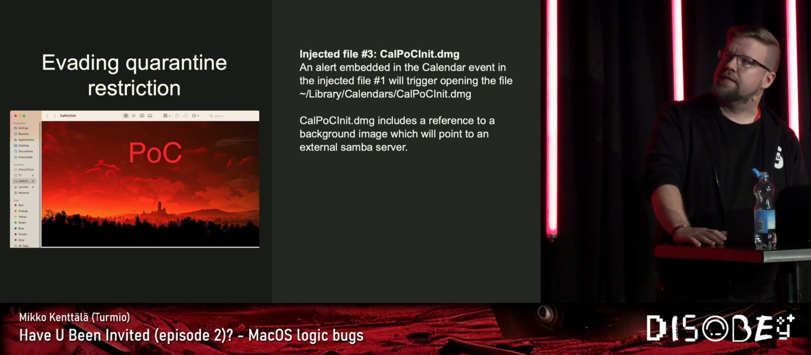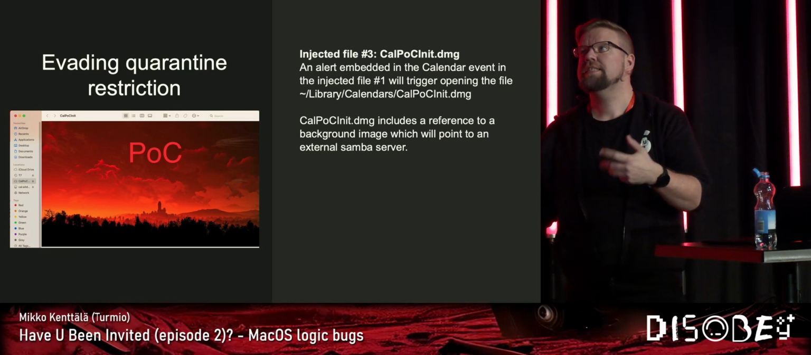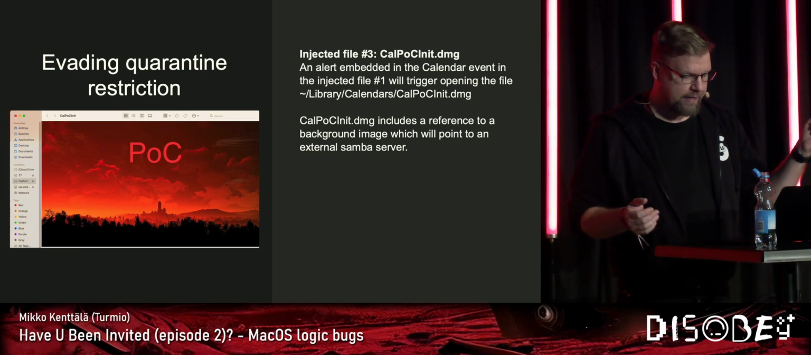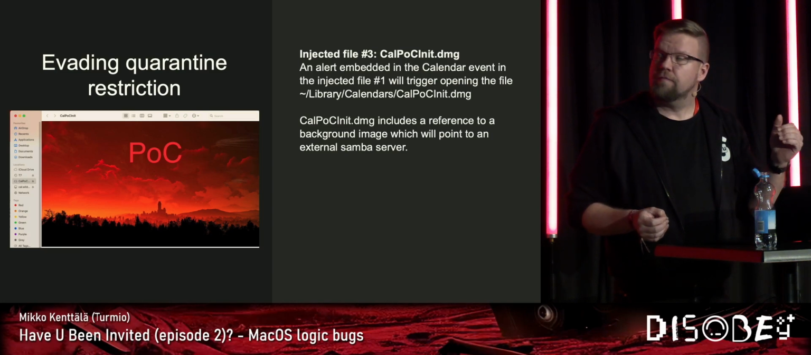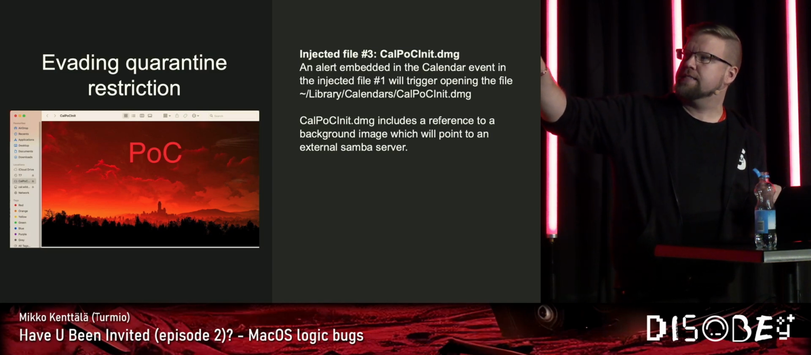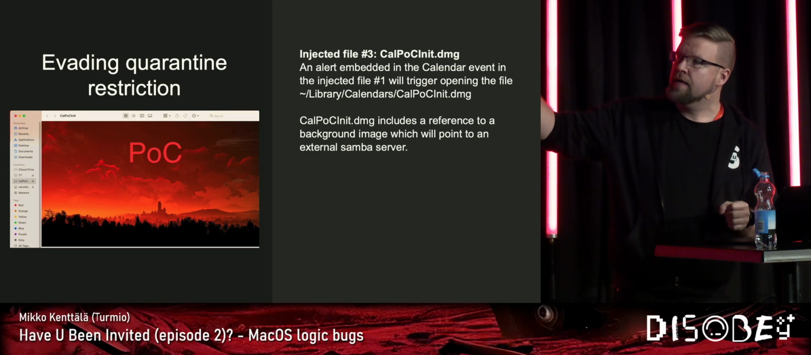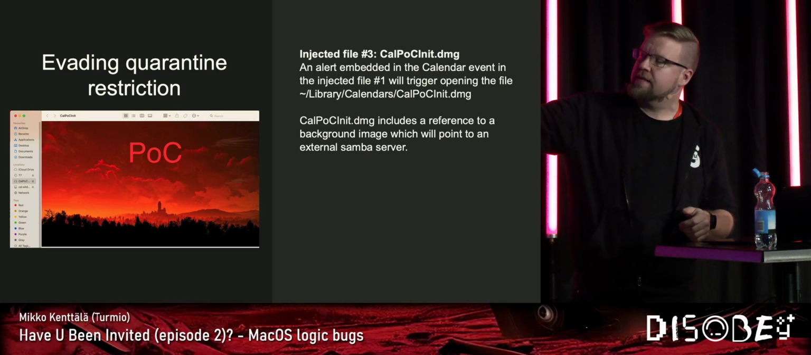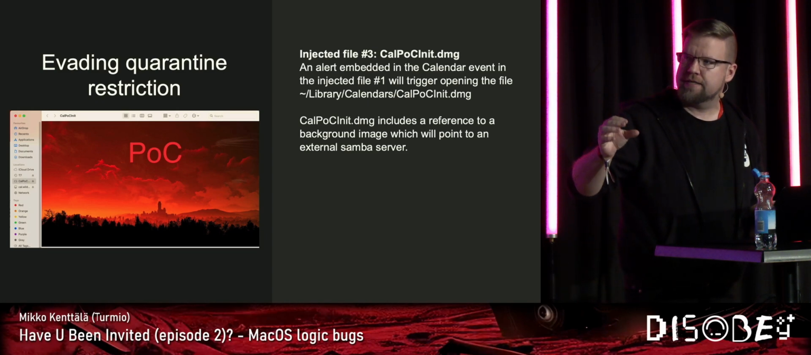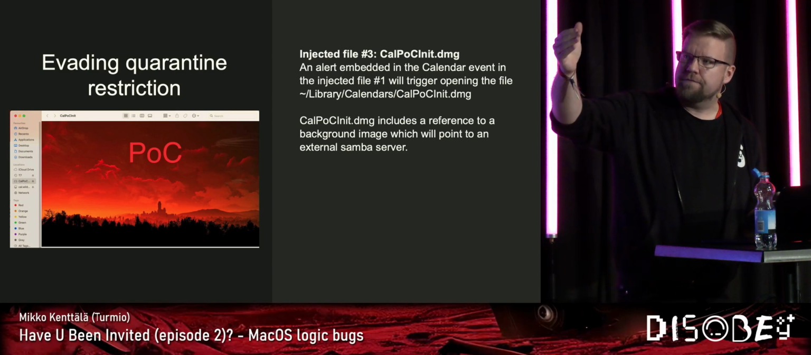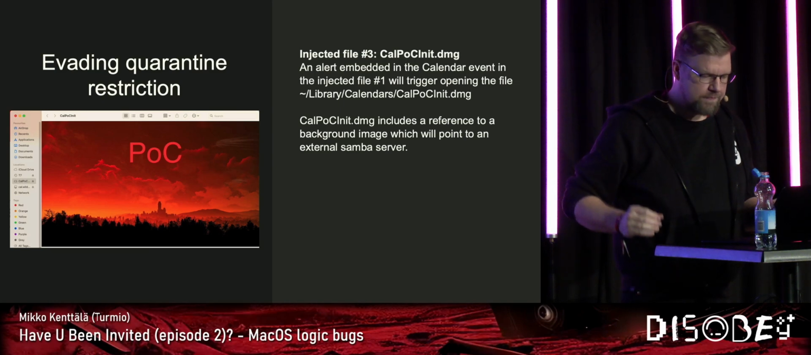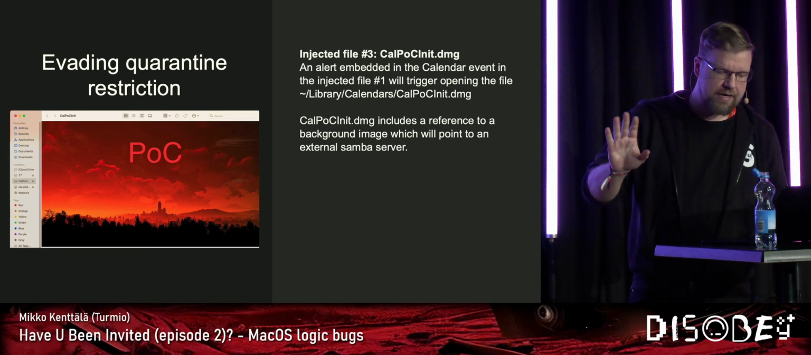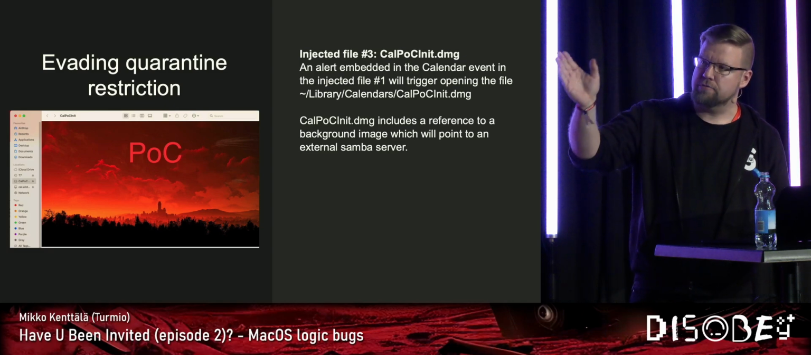I created a disk image, which I injected using the calendar file write vulnerability. So that image already existed in the victim's file system. Then I used the alert to open that image. That disk image will be opened with the Finder. You can see it on the right side of the picture. And it included an empty folder with a background image, including the POC.